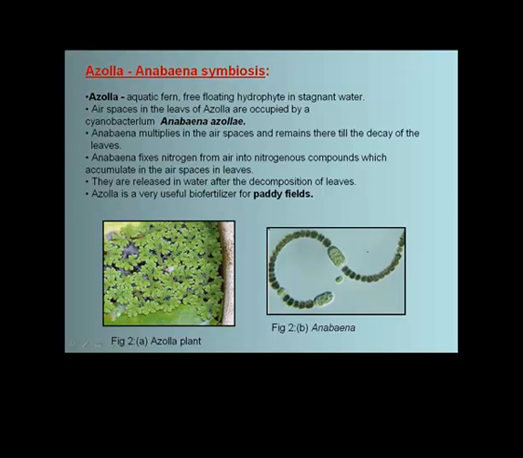Azolla, Anabaena symbiosis. Azolla is an aquatic fern, a freely floating hydrophyte in stagnant water. Air spaces in the leaves of Azolla are occupied by a cyanobacterium, Anabaena azollae. Anabaena multiplies in the air spaces and remains there till the decay of the leaves. Anabaena fixes nitrogen from the air into nitrogenous compounds which accumulate in the air spaces in the leaves. They are released in water after the decomposition of the leaves. Azolla is a very useful biofertilizer for paddy fields.